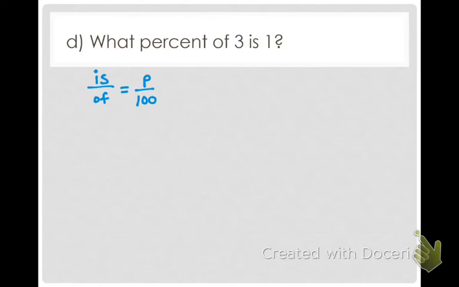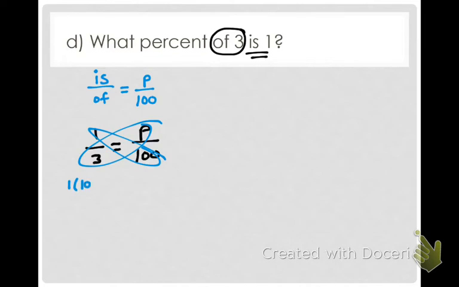As I looked around, a few of you did have it correct. First up, I am looking for the percent, so I know I don't know the p yet because I want to find the percent. Next, I can see that I am looking for my is and my of. What is my is? 1. So I know it's going to be 1 over, what's my of? 3. 1 over 3 equals p over 100. So once again, we're going to do our cross products. We know 1 times 100 equals 3p. 1 times 100 is 100.